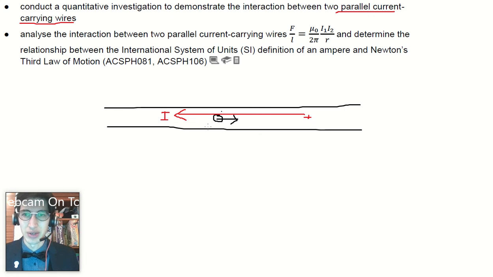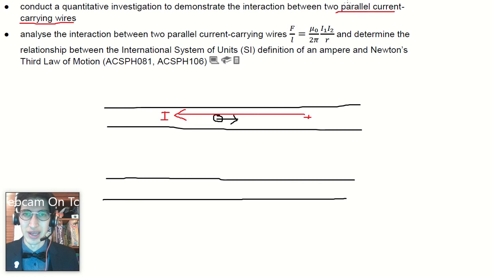We want parallel current carrying wires. So we want a situation where there are two of these wires and they're parallel to each other, at least for a certain length. And for the second one, the current could be going in either direction. It could be going to the right or the left. And we want to know what impact they have on each other. What is the interaction between them? And we're going to do an investigation to demonstrate it. But first, I just want to give you a heads up on what that interaction actually is.